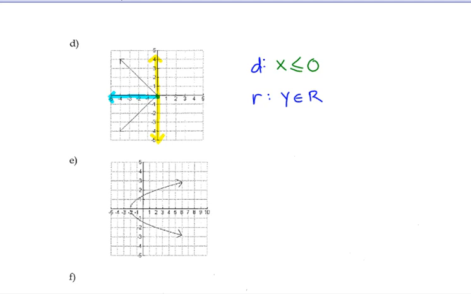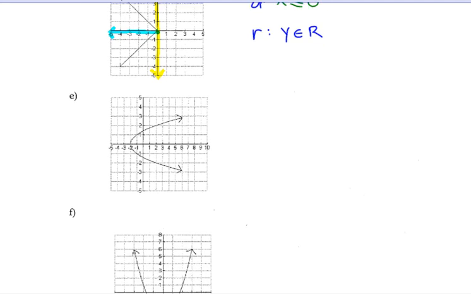Now you don't have to do the little highlighting method. It's just a strategy. You might be able to just look at it and see the answer. Do you want to try E? Or do you want to do E together and try F? Try E together and do F on your own.